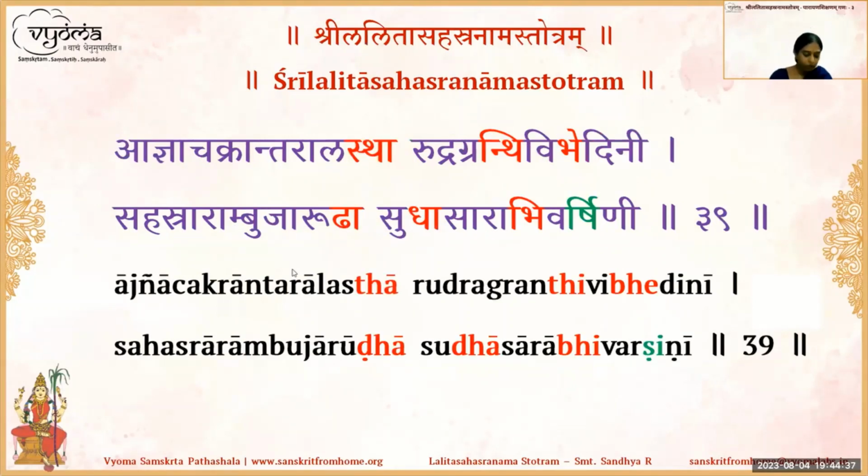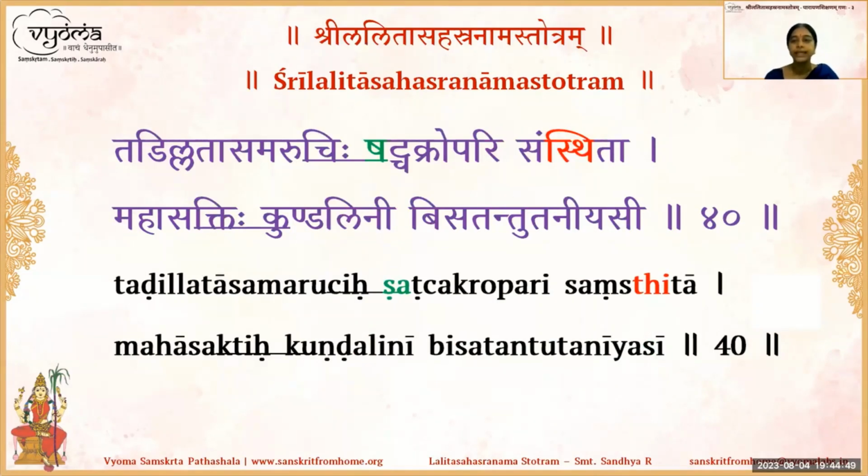So Agnya Chakrantaralastha is one name. Rudragranthi Vibhedini is another name. Sahasrarambujarudha and Sudhasarabhivarshini. So there are four names totally in this verse. Next one.